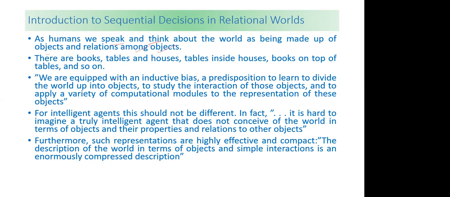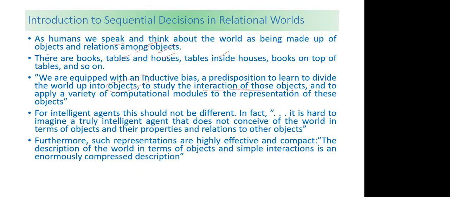Taking an example, the objects may be tables, houses, tables inside a house, books on the table, and so on. We are equipped with an inductive bias where we divide the world into objects, and we model the interaction of these objects.